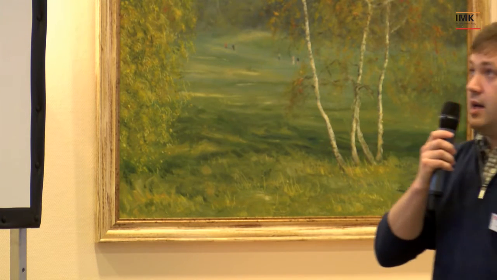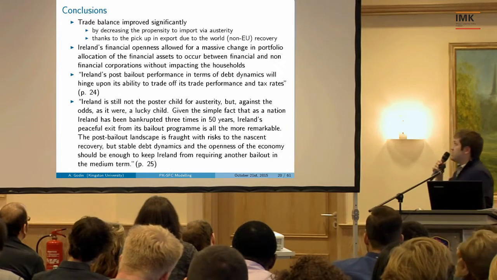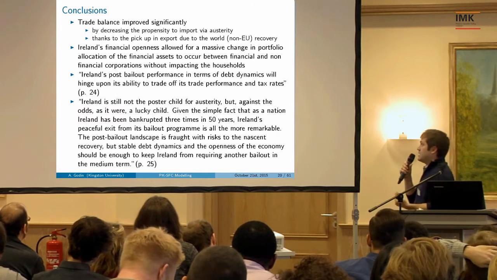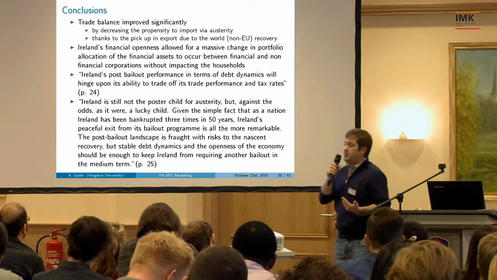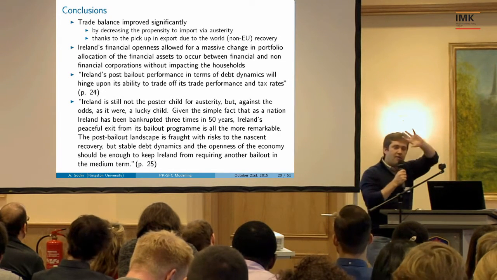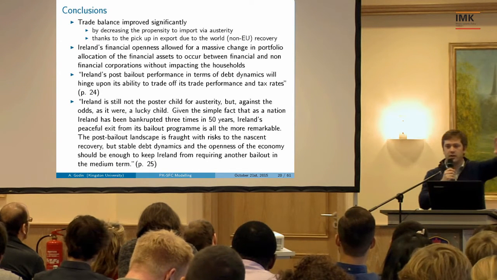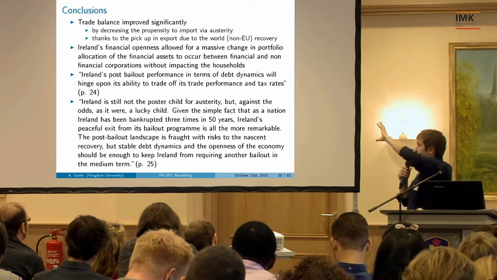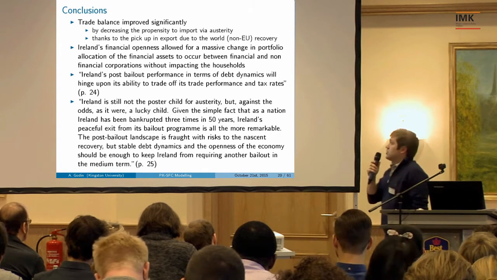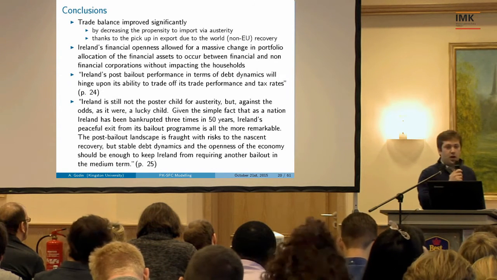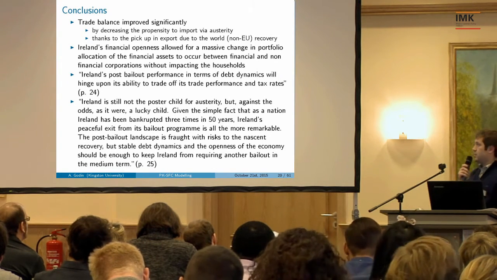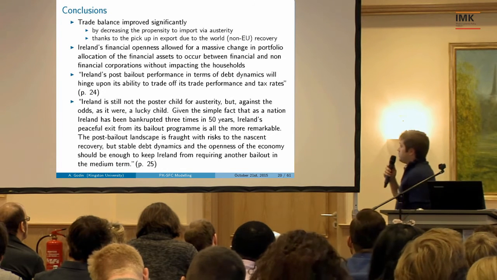It's because Ireland is also a very financially open economy that the massive change in portfolio allocation of financial assets happened without having an impact on the households. So you have financial companies changing their portfolio allocation, which made possible these kinds of changes. So the reason why Ireland went out of the crisis was because they were able to improve their trade performance.